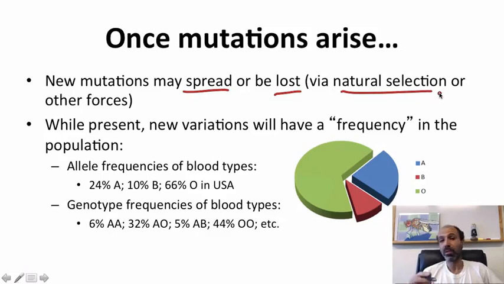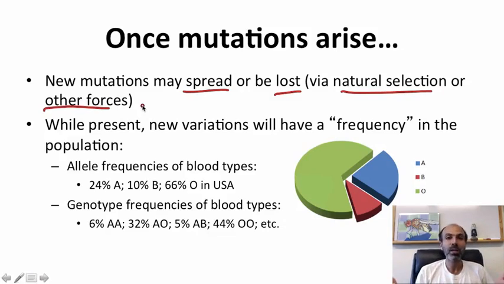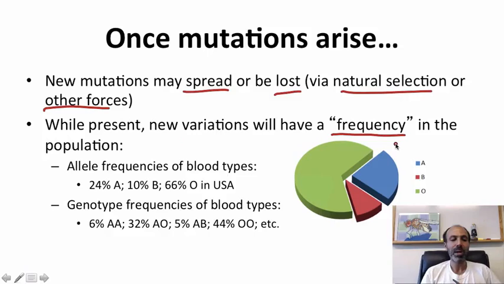Now these new mutations may spread, they may be found in other individuals, they may be lost by natural selection because it's bad. If it causes instant death, obviously it'll be lost very quickly. It may be lost from other forces, it may be lost just from a random event. That again, the individual with a new mutation gets hit by a truck when they're still young. Now while they're present, these new mutations, these new variations will have a frequency in the population. And this is something that will be very important when we get into population genetics, that alleles are present at a frequency within populations.